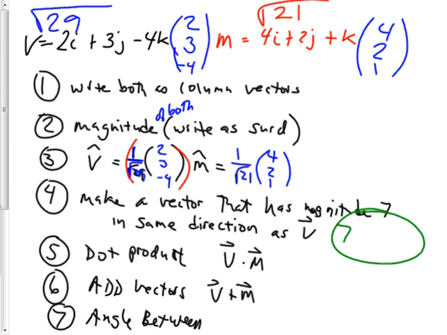Yes, sir. It's a big deal, so you're going to have to take off half a point. If that's our only mistake, just take off half a point. The other one's 1 over square root of 21, times 4, 2, 1, and it could be 4i plus 2j plus 1k. Questions? Yes?